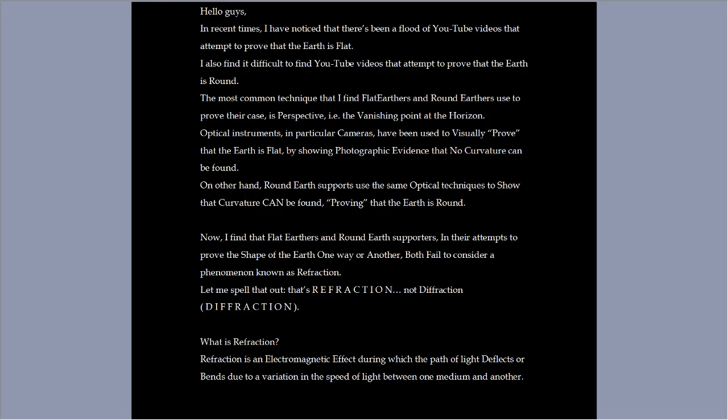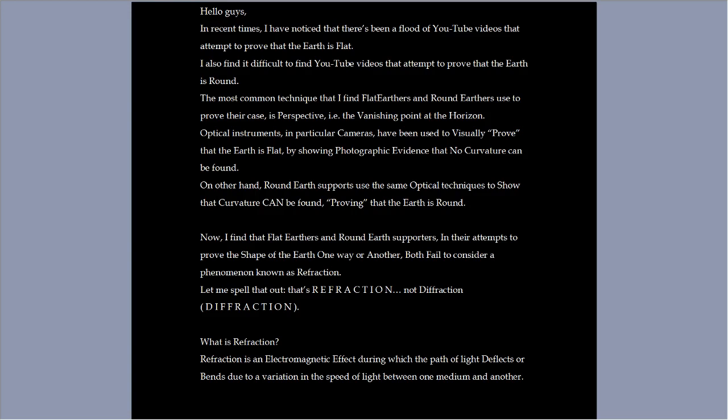Optical instruments, in particular cameras, have been used to visually prove that the Earth is flat, by showing photographic evidence that no curvature can be found. On the other hand, round Earth supporters use the same optical techniques to show that curvature can be found, proving that the Earth is round. Now, I find that flat earthers and round Earth supporters, in their attempts to prove the shape of the Earth one way or another, both fail to consider a phenomenon known as refraction.